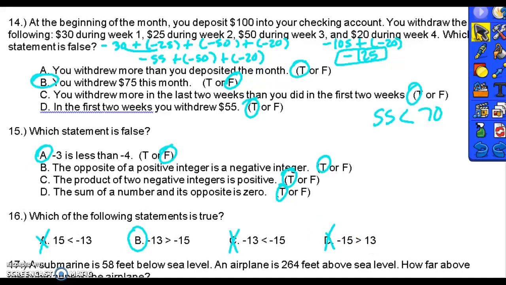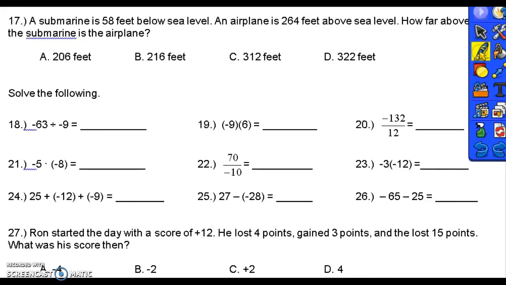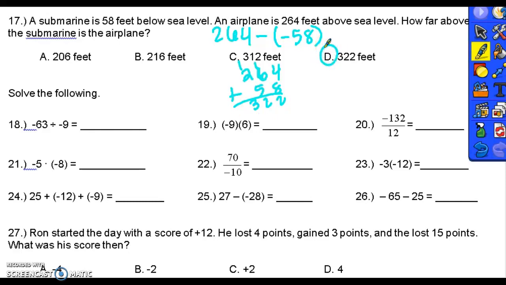A submarine is 58 feet below sea level. An airplane is 264 feet above sea level. How far above the submarine is the plane? So we're going to take the biggest one, 264. And to find out how far above, we have to subtract the other one, which is negative 58. So we're going to do additive inverse. That's 264 plus 58. 8 plus 4 is 12. 6 plus 6 is 12. 2 plus 1 is 3. 322 feet.